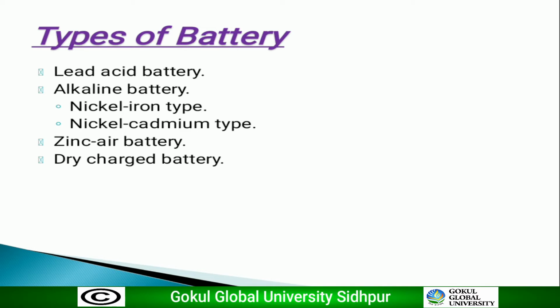These are the types of battery. First, lead acid battery and alkaline battery. Subtypes of alkaline battery are nickel iron type, nickel cadmium type, zinc air battery and dry charge battery. So friends, we have to discuss lead acid battery, which is widely used in automobile vehicles nowadays. And today my topic is lead acid battery, its components and its working.